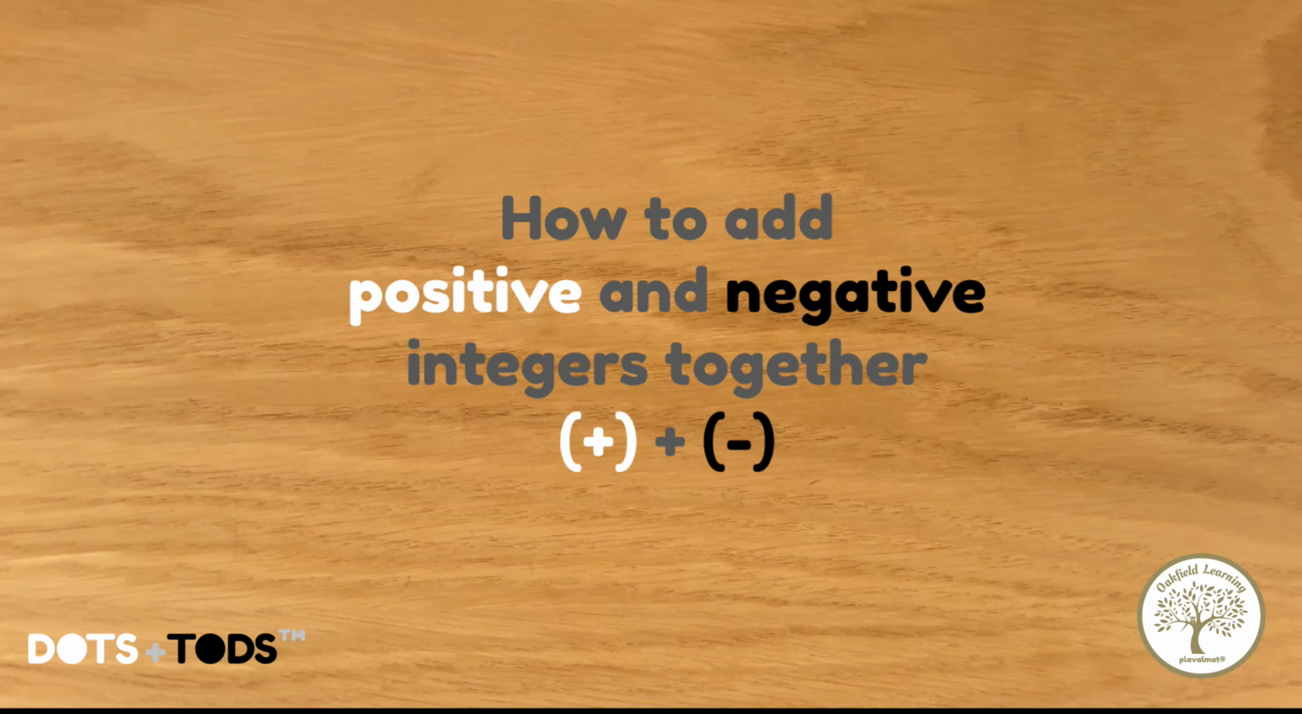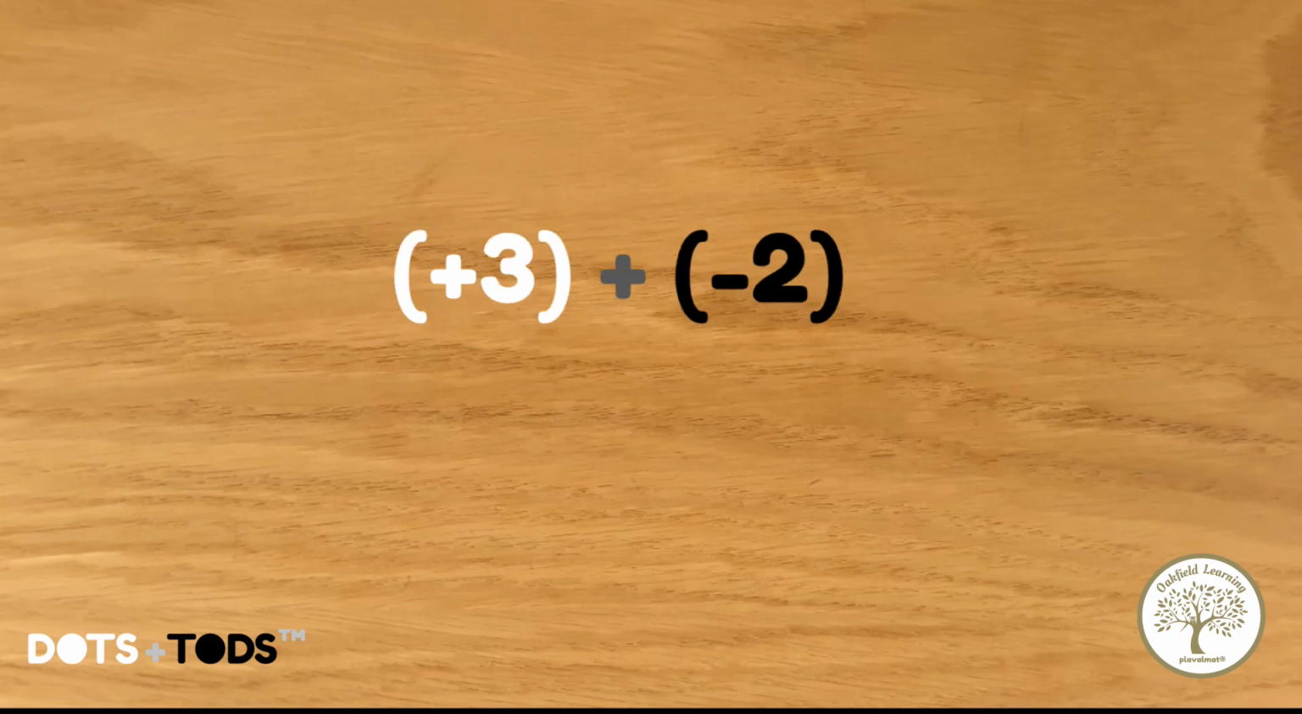We've just looked at how to add two positive numbers together and how to start with a negative number and add a positive number. But what if the question's the other way around? So this time we'll look at how to do a question which starts with a positive number and then adds a negative number. Here's our first question. +3 add -2. This is the same as 3 subtract 2.